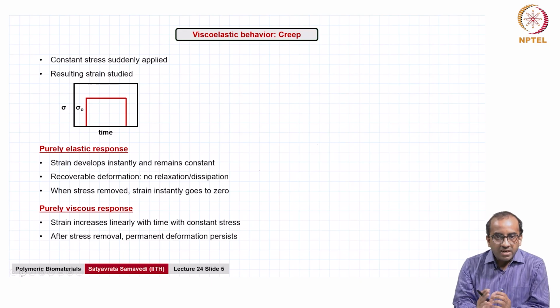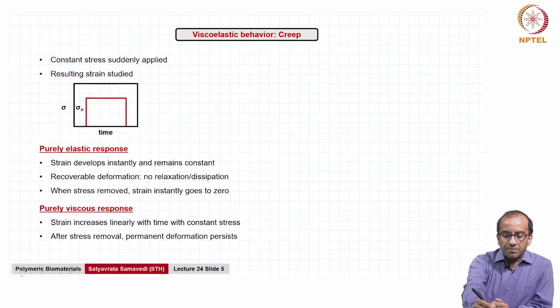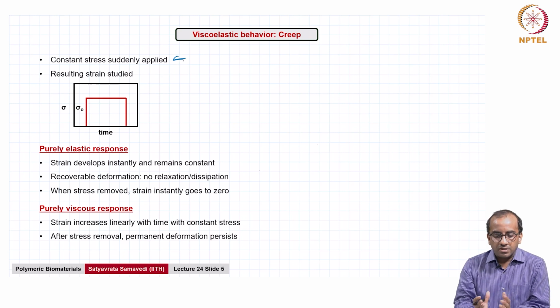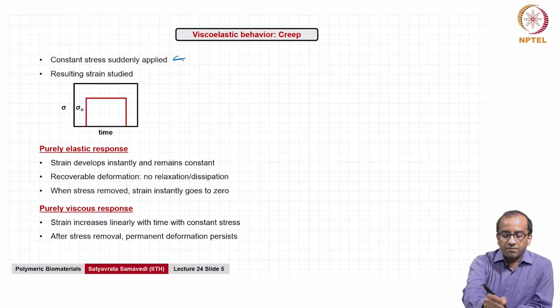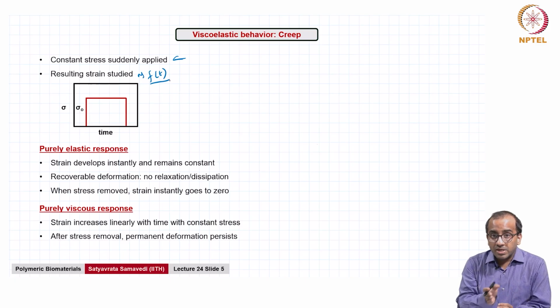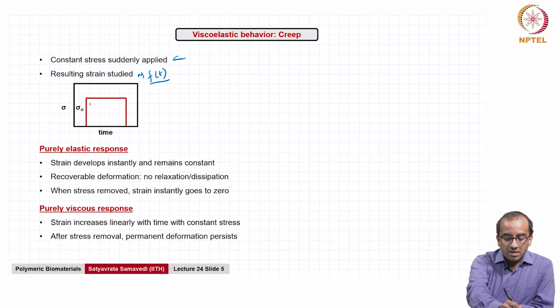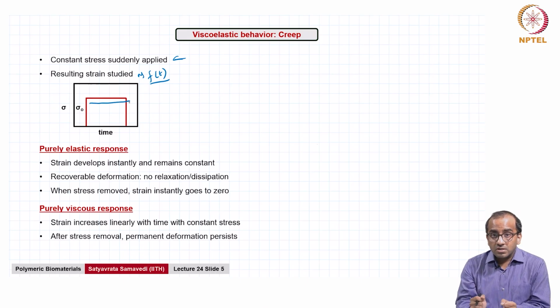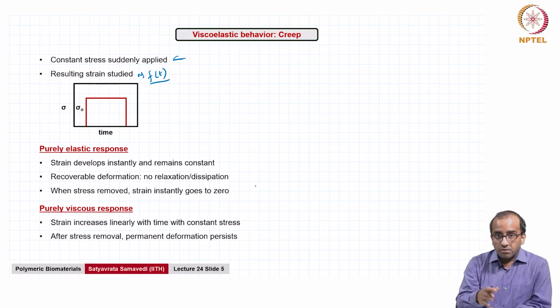So, creep essentially is when you apply a constant stress that is suddenly applied to a material, and the resulting strain is studied as a function of time, right. Again, remember, we are looking at properties that change with time. So, the load is applied and the load is held constant. At constant load or constant stress, how does the deformation develop in the material? That is what we are trying to ask. And again, as always, before we look at the viscoelastic response, it is instructive to quickly look at the purely elastic and purely viscous responses.